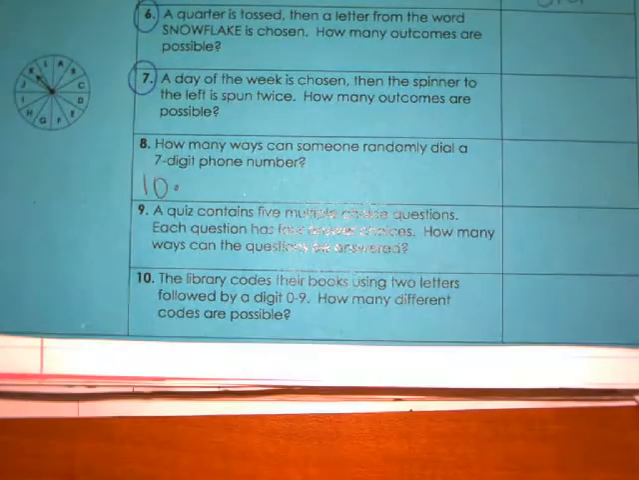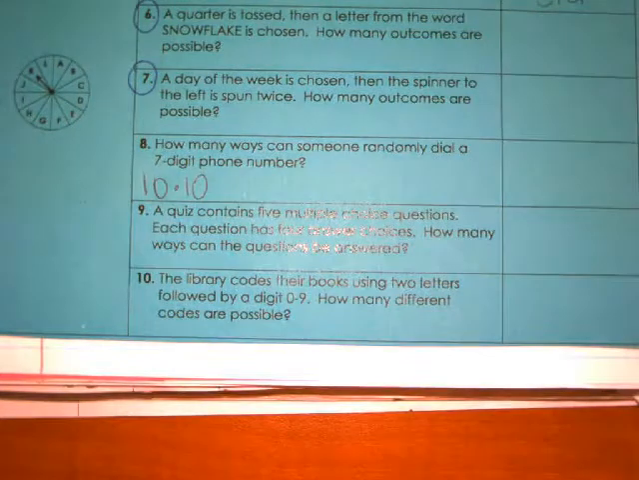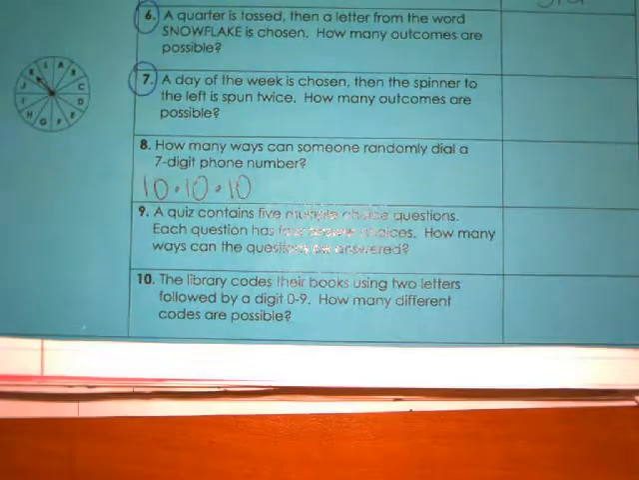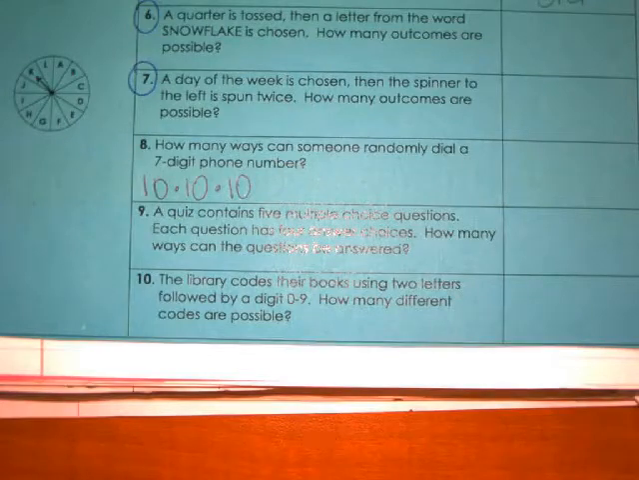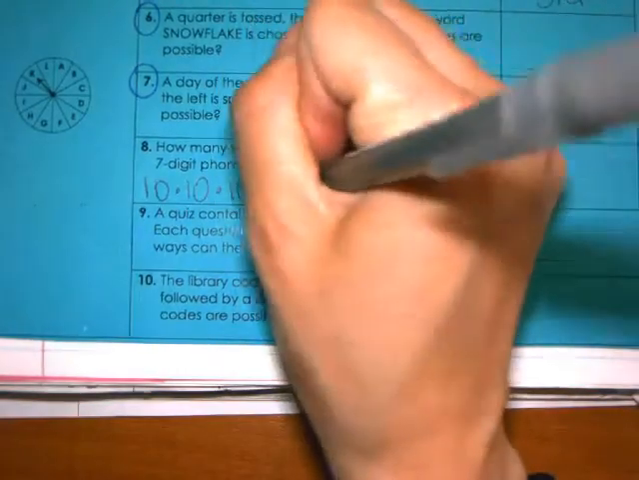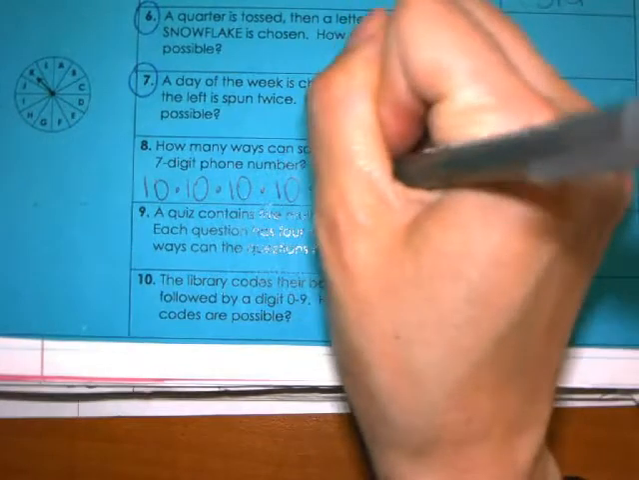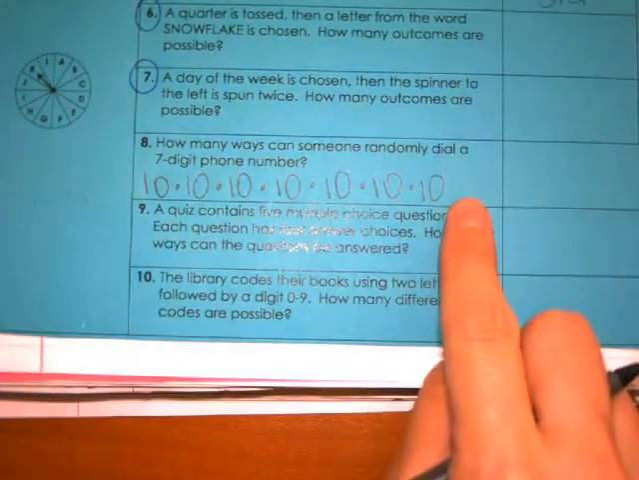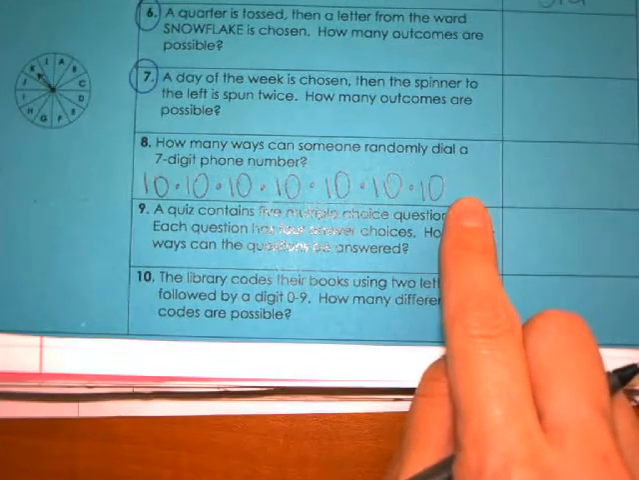For my second number, I still have 10 total options because I can get a 4 the first time, I could get a 4 the second time, or I can have a 4 and the 0. And then my third option, I have a 10. There are 10 numbers for the first number, 10 numbers for the second number, 10 numbers for the third number, which means that there are 10 numbers for every single digit of that phone number for options.